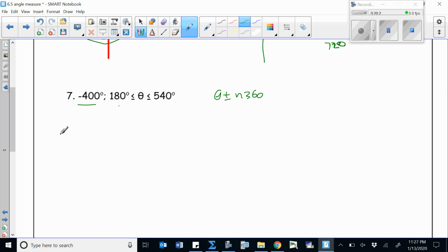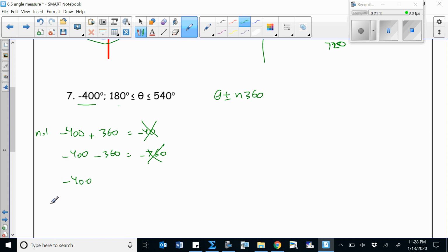Let me just try this. Negative 400. I set the n equal to 1 and I use the plus. So negative 400 plus 360 will be negative 40. As you see, negative 40 is not between 180 and 540. So this is not the answer that I'm looking for. So next time I'm going to do something else, negative 400. If I do minus 360, obviously that is not going to give me the answer because this will give me a negative angle, like negative 760. And it's not between 180 and 540. So this is also not my answer. I cannot use this one.